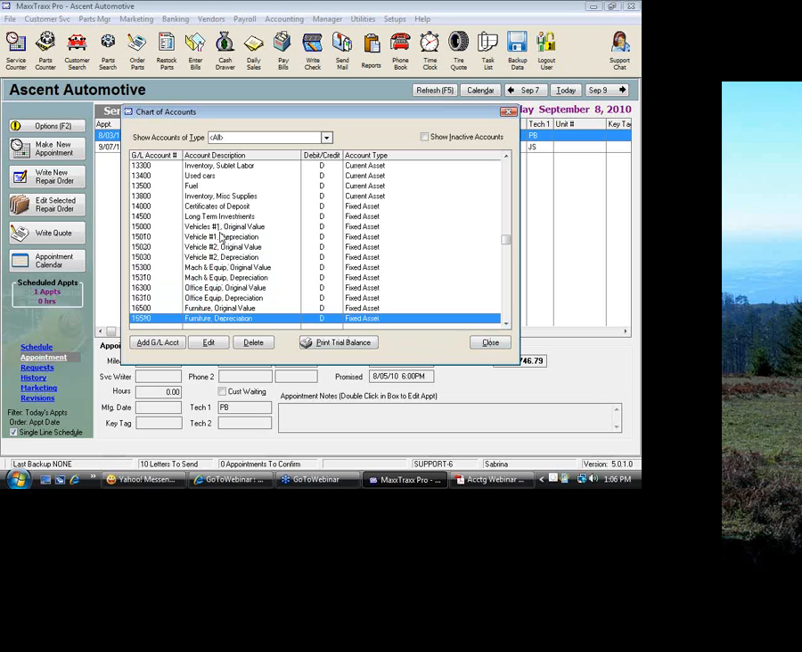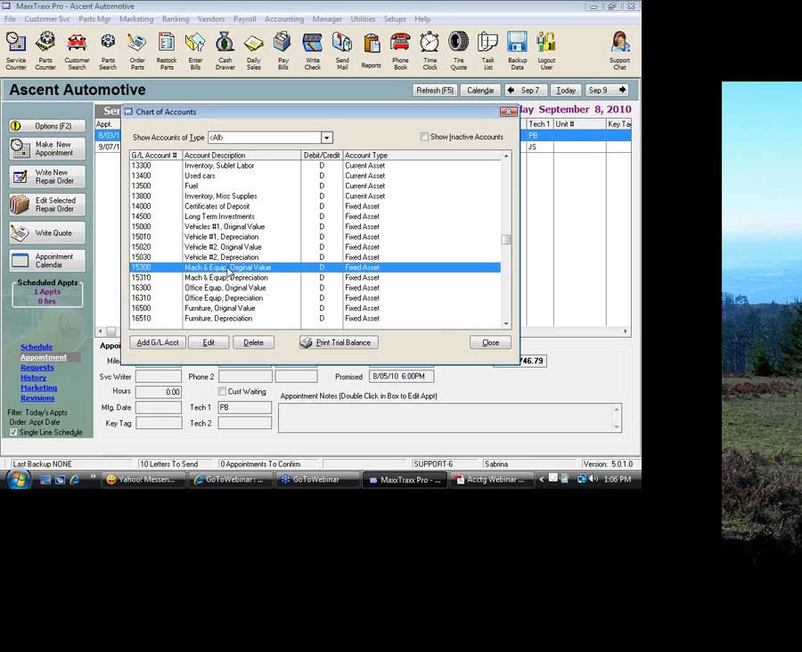So we have a couple in here for Vehicle 1, Vehicle 2. If you have 10 vehicles, this is where you would add a GL account and follow the same chart of account numbering convention. It would be like 15040 would be the original value, and 15050 would be the depreciation. So you can build a lot in here.